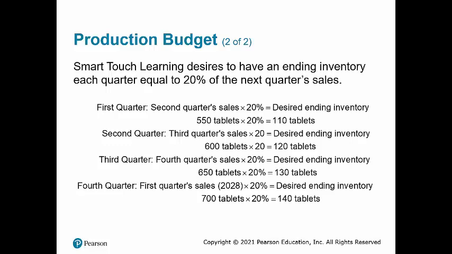We're going to use that same method for the second and the third quarter. For the second quarter, we use the third quarter sales. For the third quarter, we use the fourth quarter sales. But for the fourth quarter, we would have to have a projection of the number of tablets that will be sold in the first quarter of 2028, or the next year. That will be given to us. It says that they will sell 50 more tablets, or 700, and we would multiply that by 20%. So at the end of the fourth quarter, we need to have 140 tablets in ending inventory.